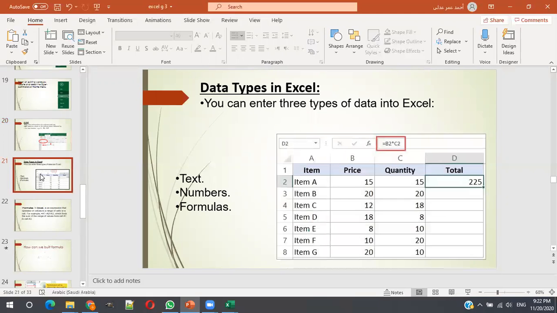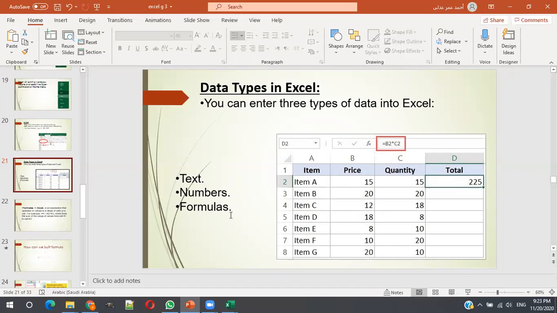What are the data types in Excel? Data types in Excel are text, number, formula. What does it mean? It means we can insert text in the cell. Yes. We can insert a number in the cell. Yes. We can insert a formula in the cell. What is a formula? I will tell you on the next slide, but you have to say it with me.